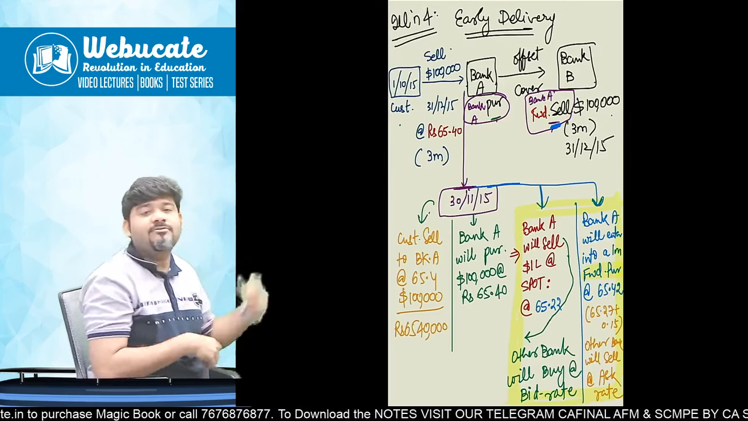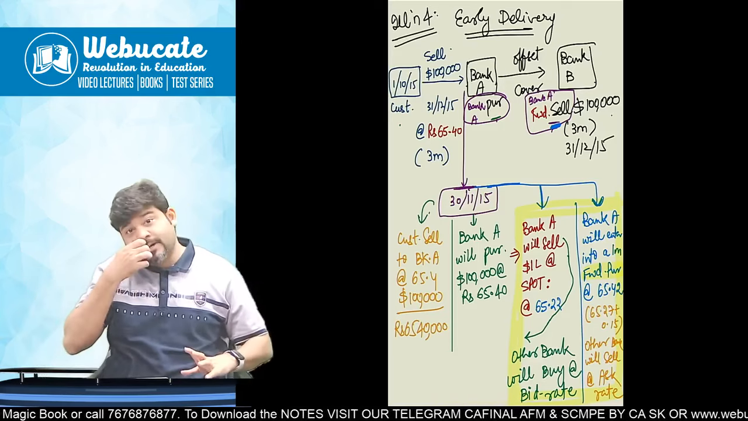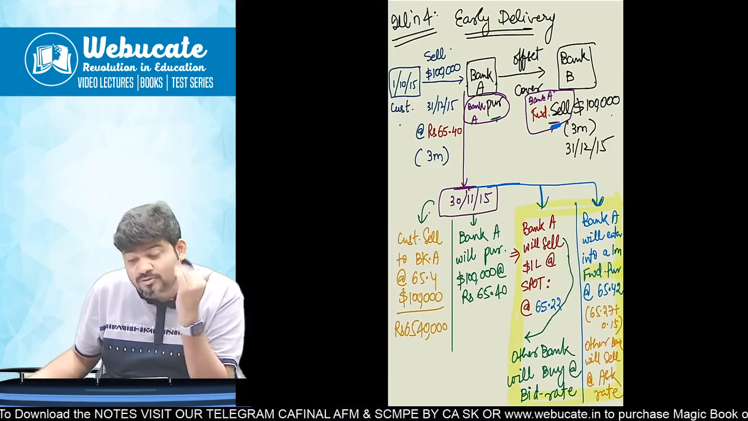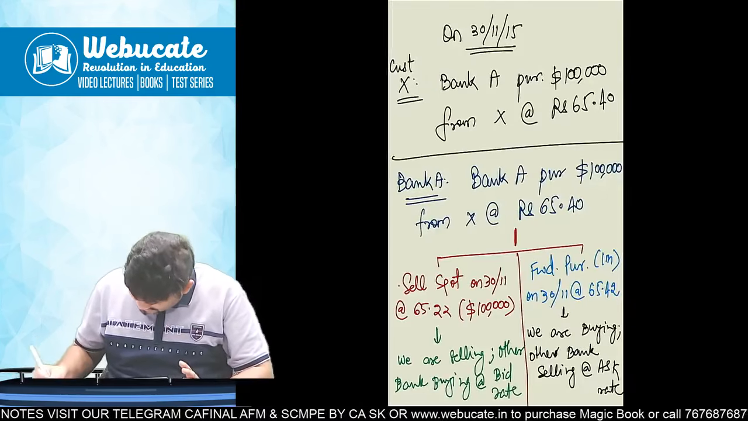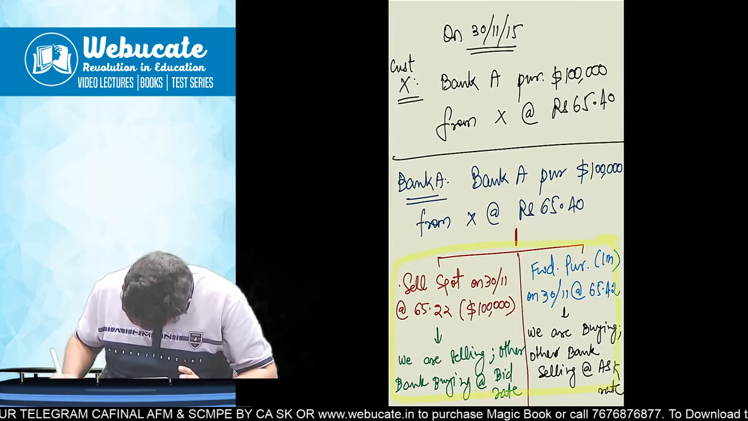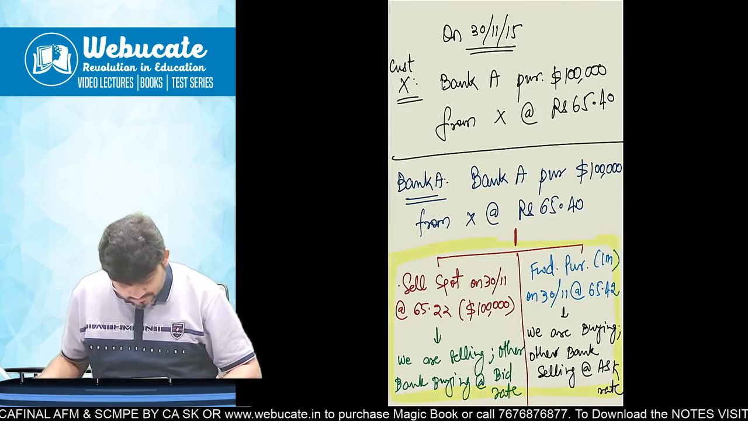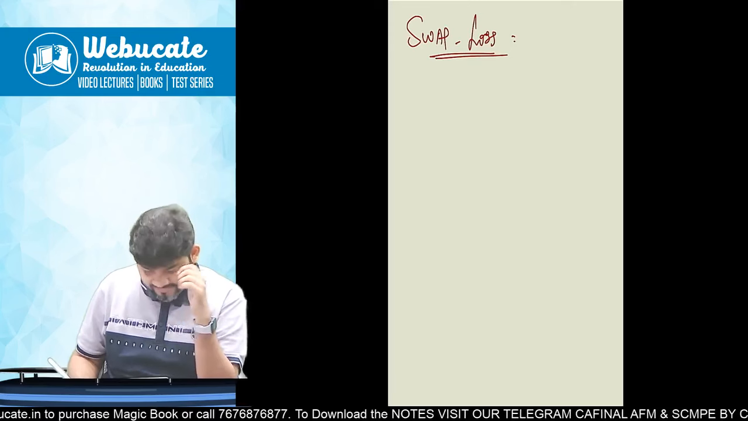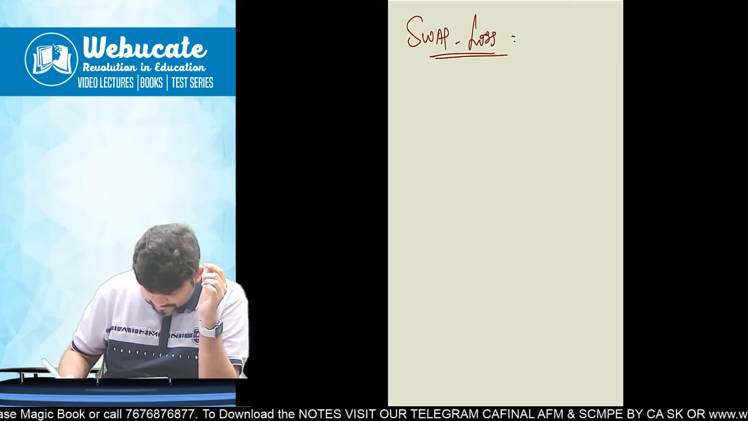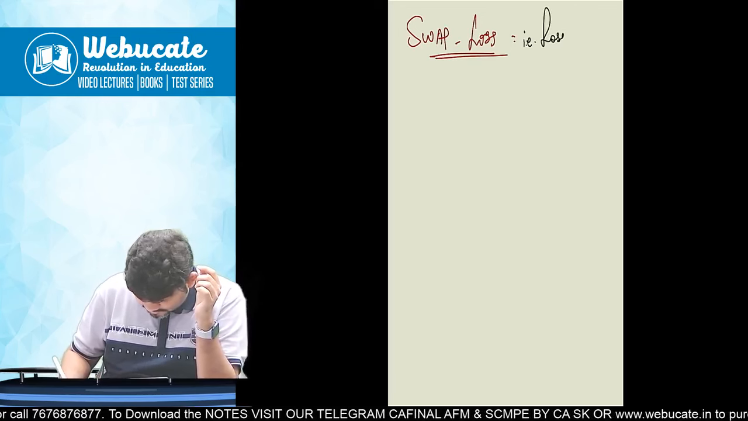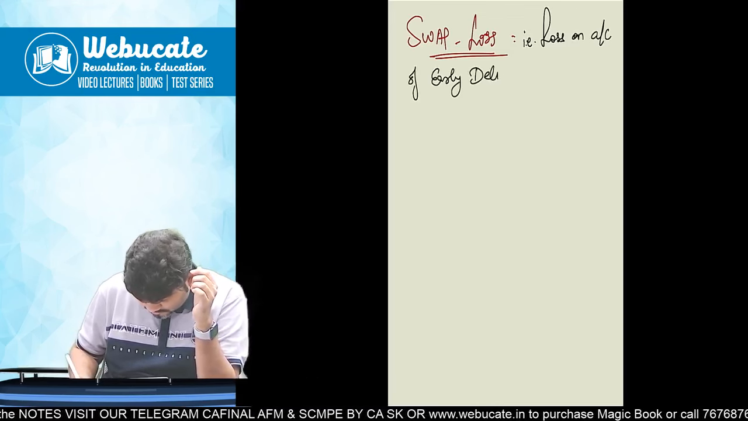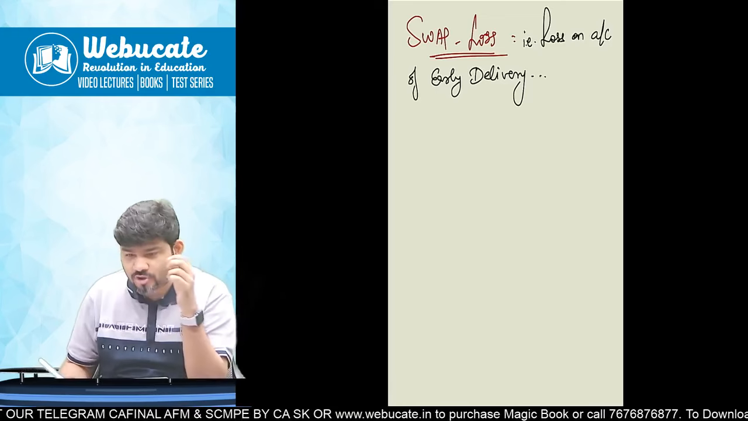Both of these transactions have resulted in a profit or a loss. And based on that, I will have to take my decision as to whether I have to recover the money from the customer or not. And if you see here, there is a loss. How much loss? Very good, Rushi. The loss is approximately 20,000. How, sir? I'll explain. Don't worry. So, this is what is called the swap loss. That is loss on account of early delivery.